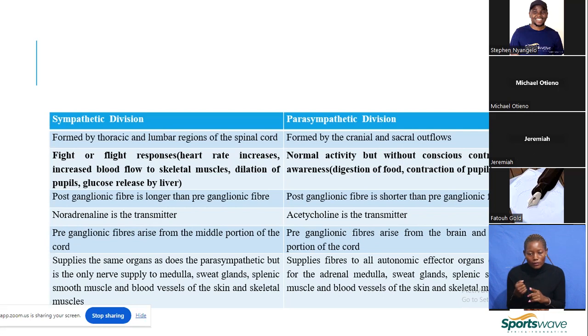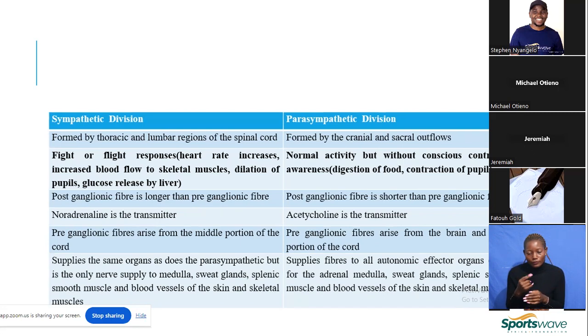The parasympathetic division just deals with normal activity that is not under your conscious control: digestion of food, contraction of the pupils in the eye, and all that. So that's just a way of showing you how the autonomic part of the nervous system operates. Again, you can do a lot more reading on that if it's generating some interest for you.